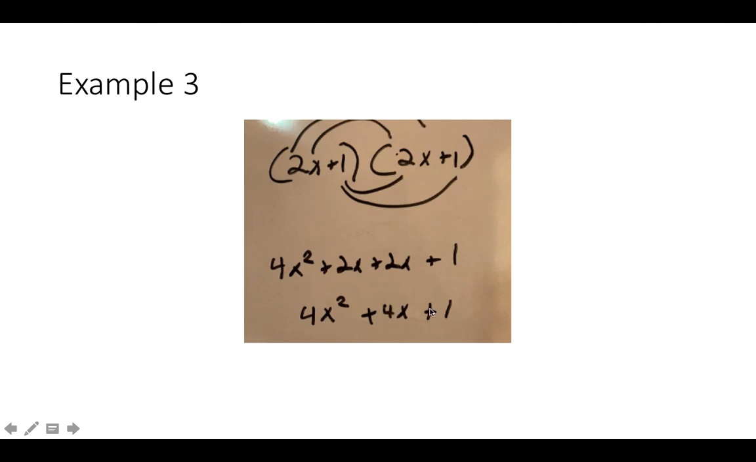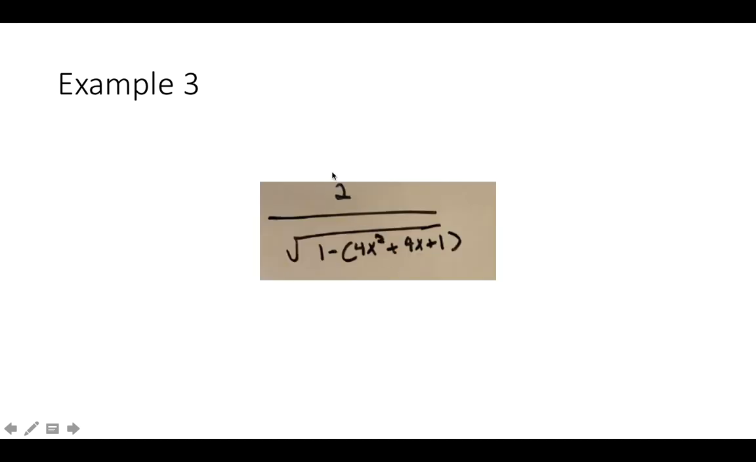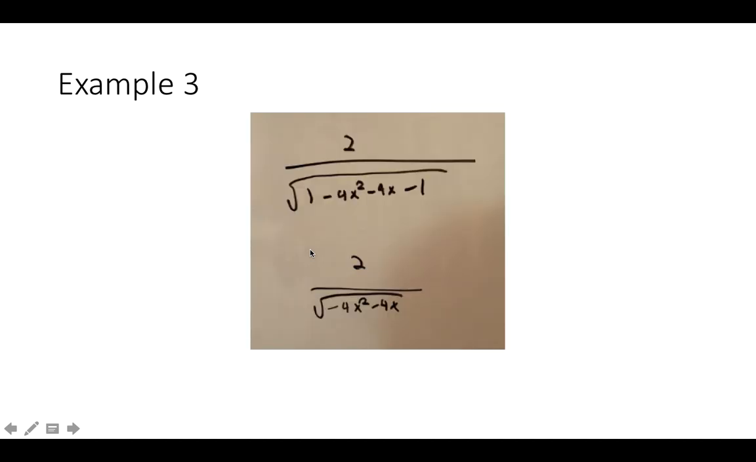Now we'll input this information back into our original problem. So now we have 2 divided by the square root of 1 minus 4x squared plus 4x plus 1. How are we going to break this down even further? We're going to distribute the negative. If we distribute the negative, we have 1 minus 4x squared minus 4x minus 1. And these 1's will cancel out. And we're left with 2 divided by the square root of minus 4x squared minus 4x.